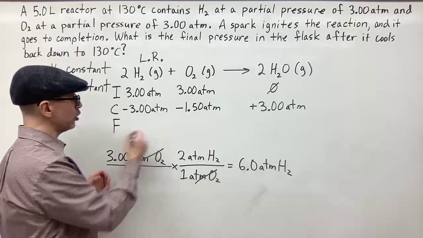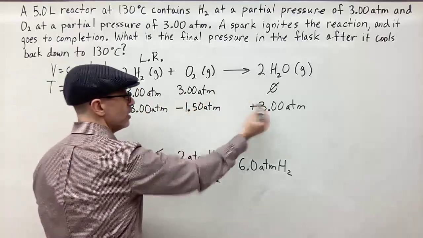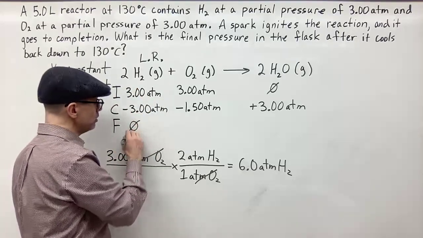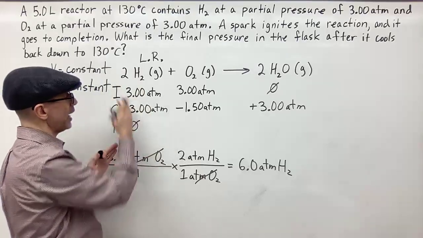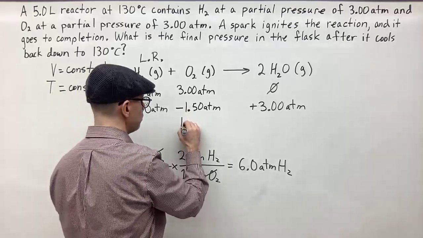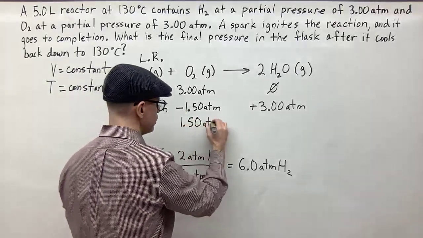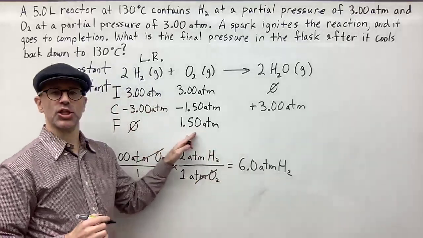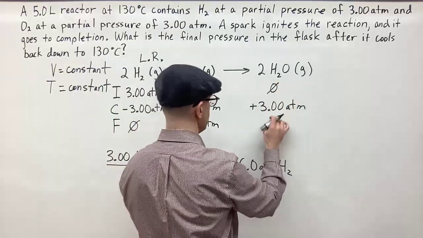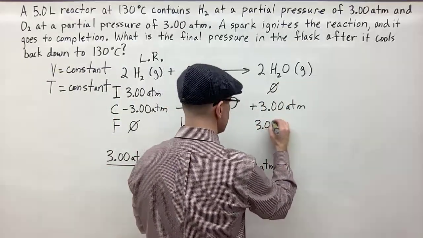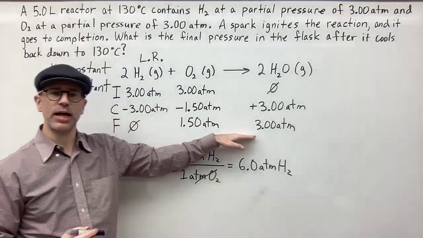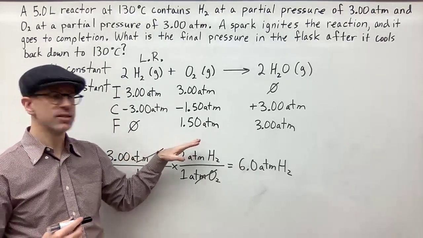Okay, now the final amount. So I'm going to add these rows together. 3 and -3, 3 minus 3 is 0. So I run out of hydrogen gas. 3 minus 1.50 is 1.50 atmospheres. This is the pressure of the oxygen left over that was not used up. And then, of course, 0 plus 3 gives me 3.00 atmospheres. And so now I know the final atmospheres for each of the substances.